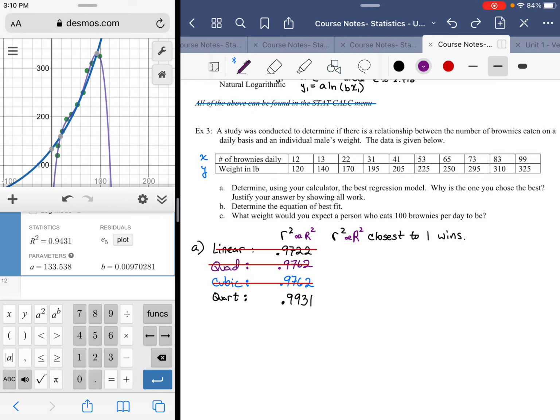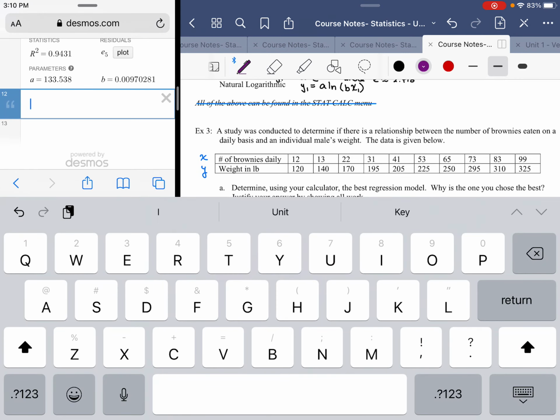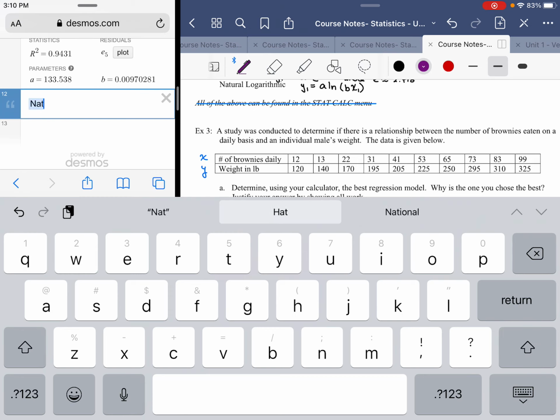Nope, didn't turn off my line draw tool. All right. That's definitely not the winner. It's not as good as the other ones, but we've got to look.